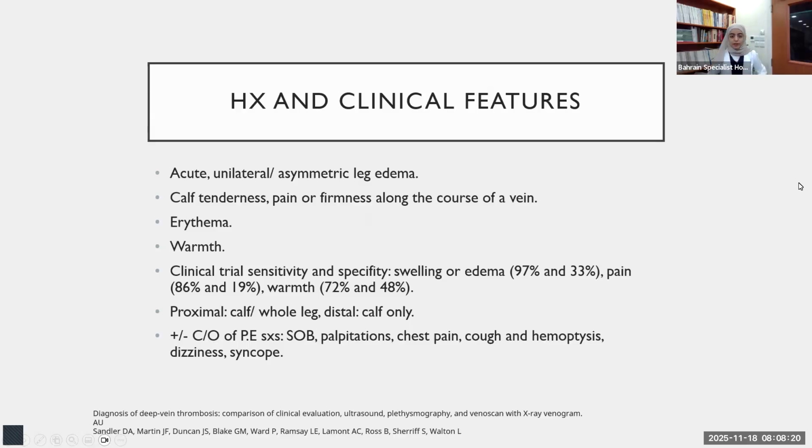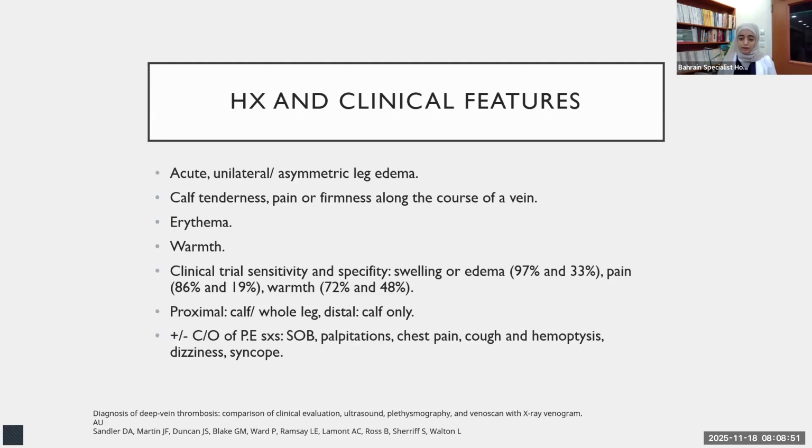Moving to the history and the clinical features, usually the patient will present to us complaining of acute unilateral asymmetrical leg edema, and might complain of calf tenderness, pain, or firmness along the course of a vein, erythema, or warmth. The clinical trials on sensitivity and specificity reported that the symptoms reported by the patients are as follows.